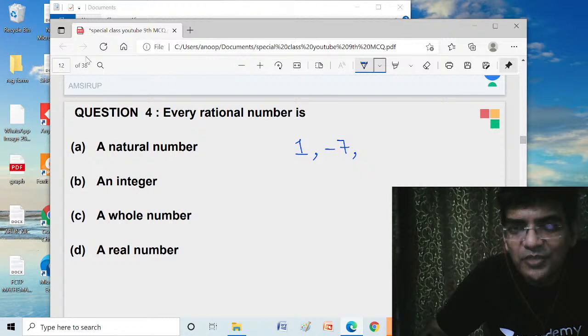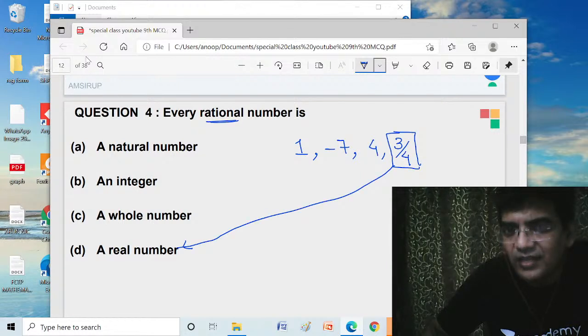So here I have written these numbers which are rational, but it's not compulsory that any of these numbers will be a natural number. Like 3 upon 4, take simply this example and leave out the rest. Now 3 upon 4 is a rational number. Can you say it's a natural number? No. An integer? No. A whole number? No. A real number? Yes, you can say it's a real number. So that means every rational number is a real number, so the answer will be this one.